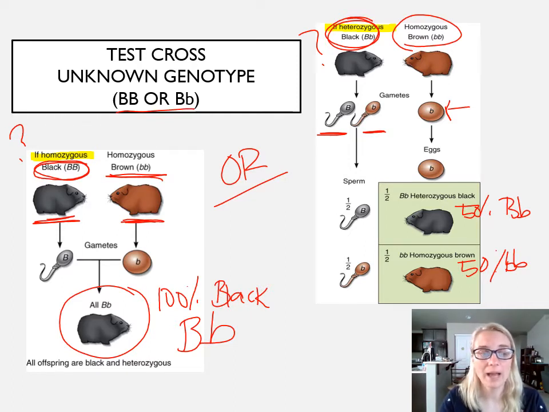If 100% are black, the dad's a homozygous dominant. If 50% are black and 50% are brown, the dad is heterozygous. That's just how it is. So this is what a test cross is. It's just another example of a test cross.